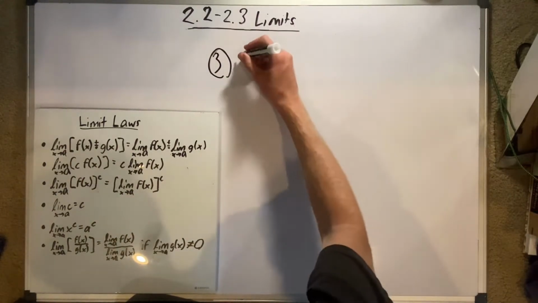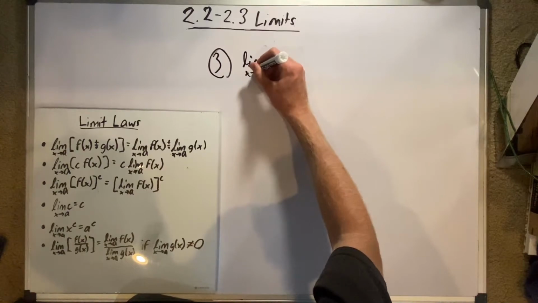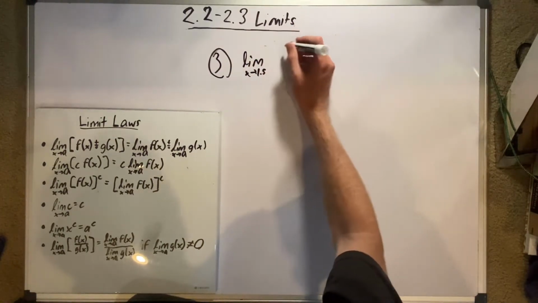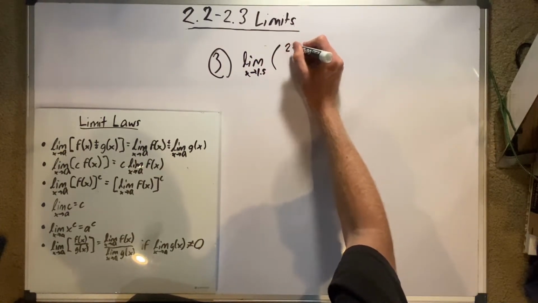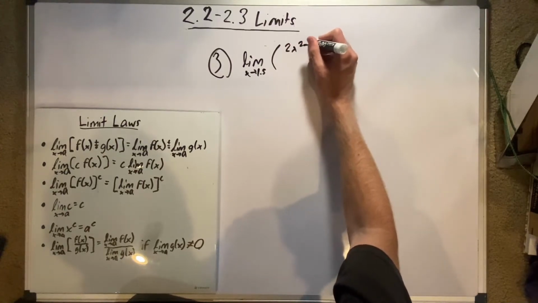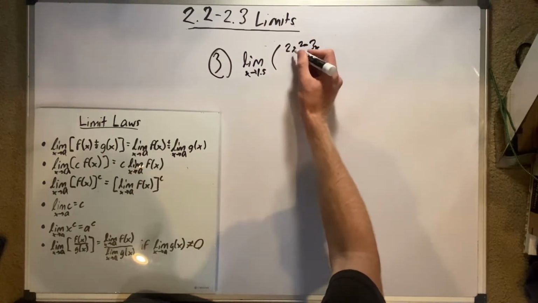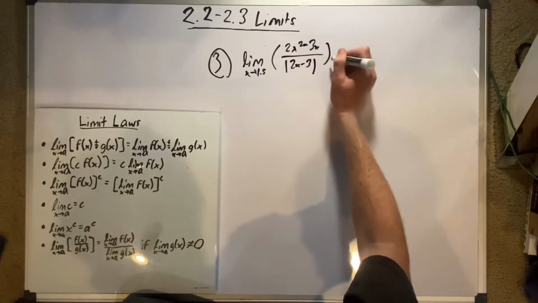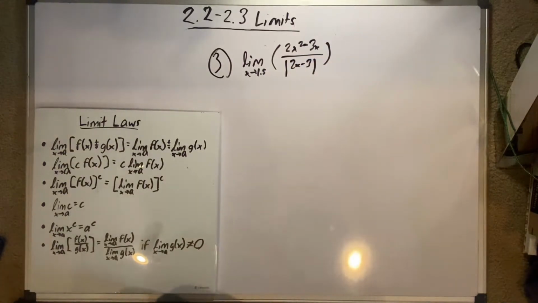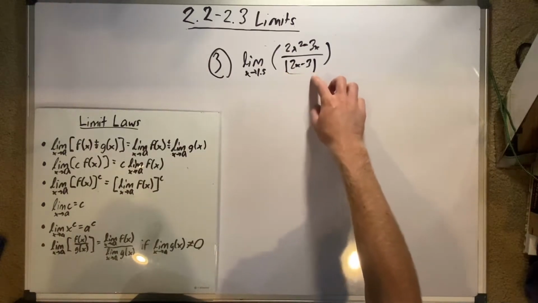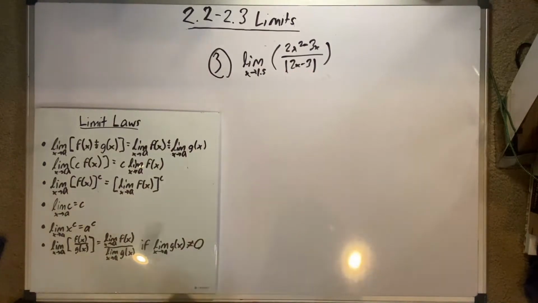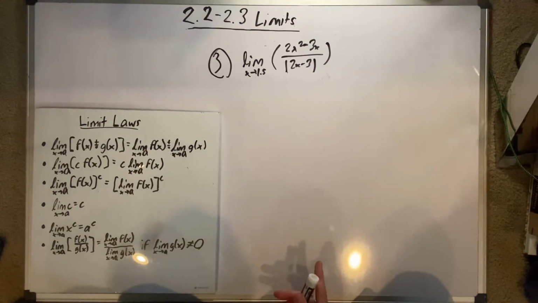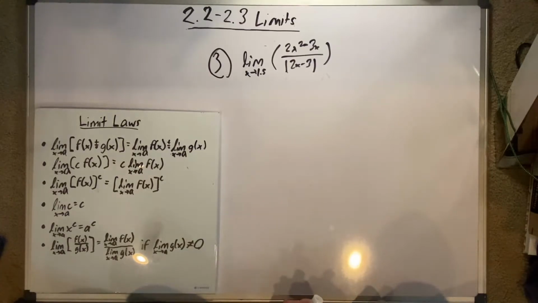3. Limit as x approaches 1.5, that's a weird number, of 2x squared minus 3x over the absolute value of 2x minus 3. Oh god, that looks complicated, but I promise you it's not very complicated. I draw the absolute values very far down. So, what do we do here? Well, let's just take our normal route and simplify everything down until we can't simplify anything anymore.